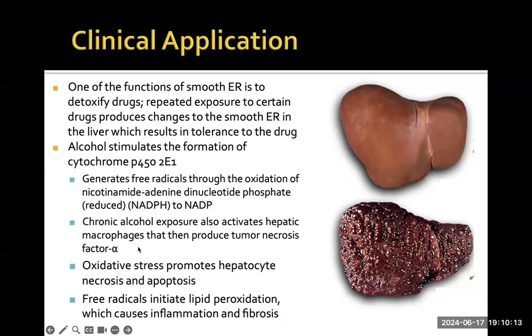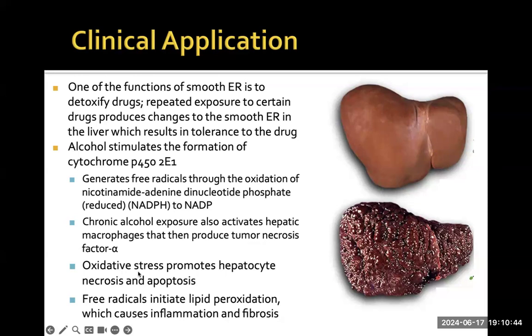So what happens is chronic alcohol exposure, meaning over a long period of time, is also going to activate hepatic macrophages, and hepatic means liver, which kill off things that are bad, that are then going to produce tumor necrosis factor alpha. So basically what we're saying is when you're exposed to alcohol for a long period of time, your liver cells that are trying to fight off the bad things are actually going to develop tumors, and they're going to start to break down.